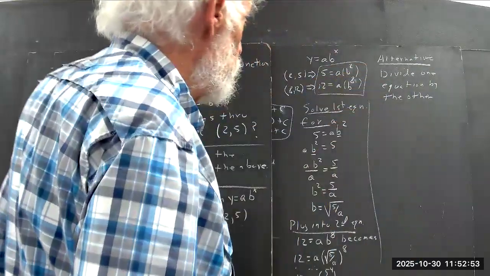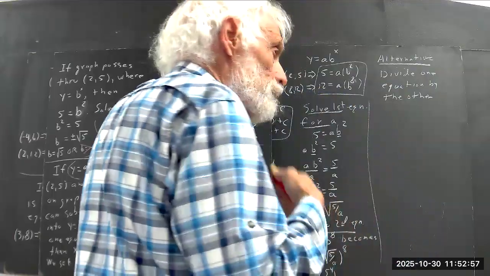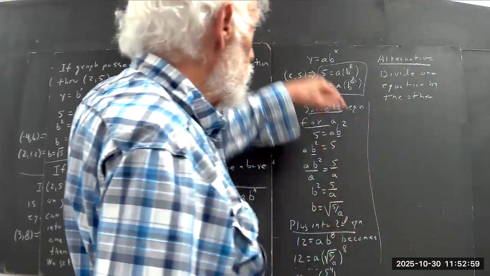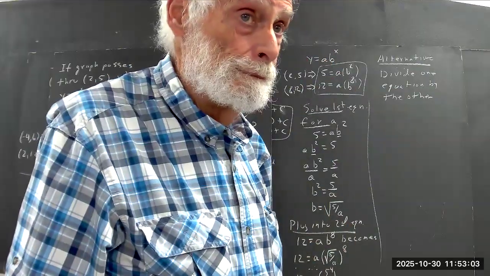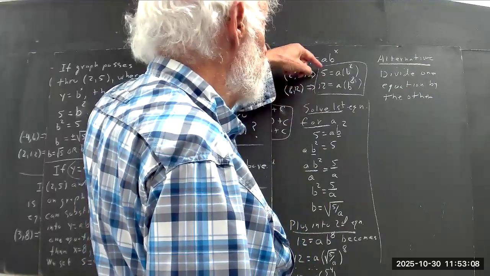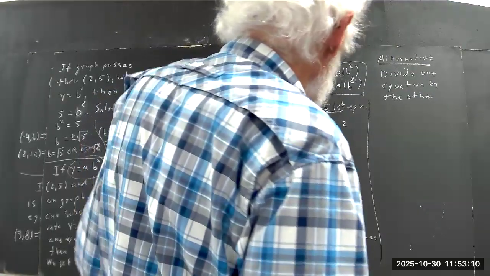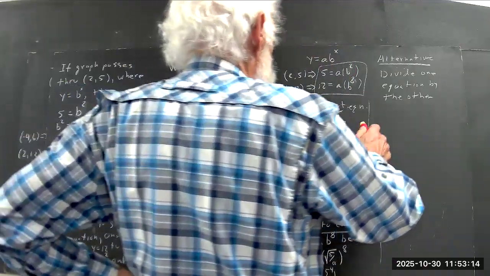Divide one side of the equation by the other. This means, of course, that's an abbreviation for divide the left side by the left side, divide the right side by the right side. Okay? And I'm going to choose to divide the second equation by the first. And I'll explain why I made that choice in a minute.